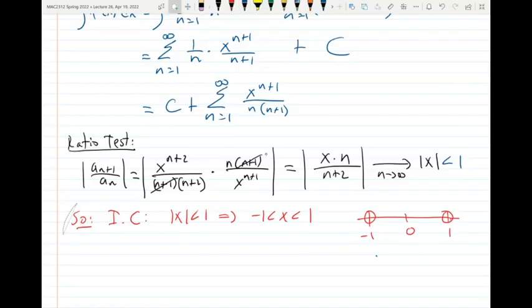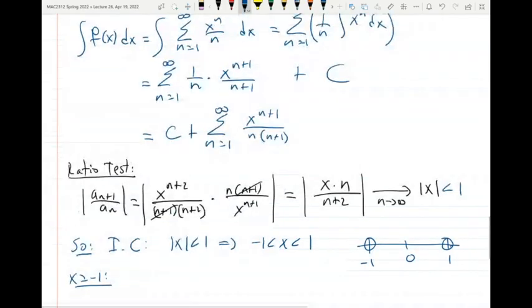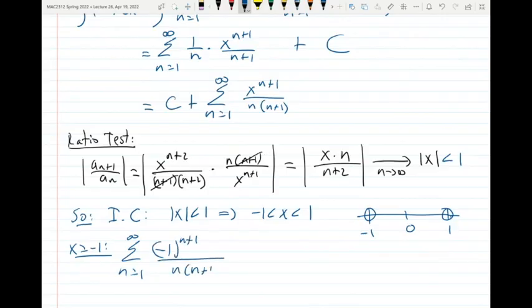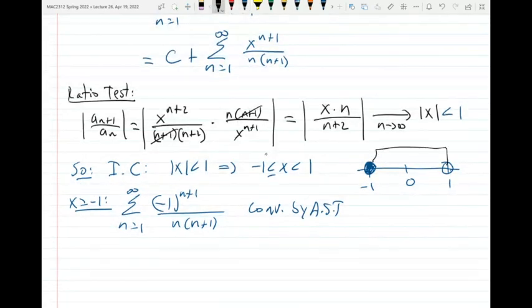Now we need to figure out the behavior at the endpoints. All right, so x equals -1. What do we get? So it's this one. When x is -1, we have the sum from 1 to infinity of (-1) to the n plus 1 over n times (n plus 1). What can we say about this one? That converges. Why? Alternating series, by the alternating series test. So include it. And then again, so far, this is what we have.